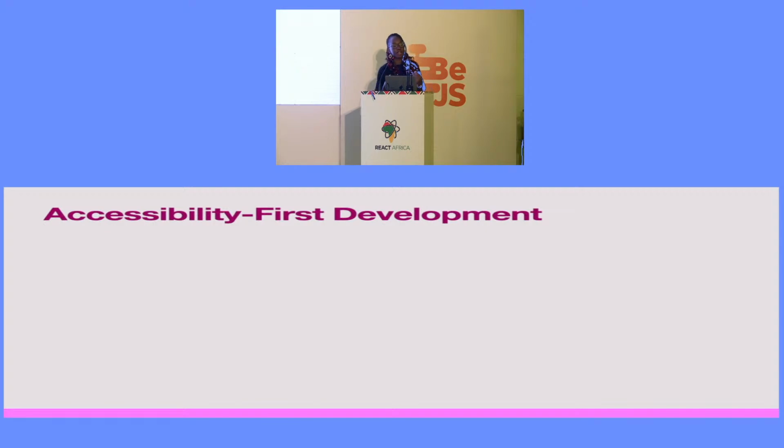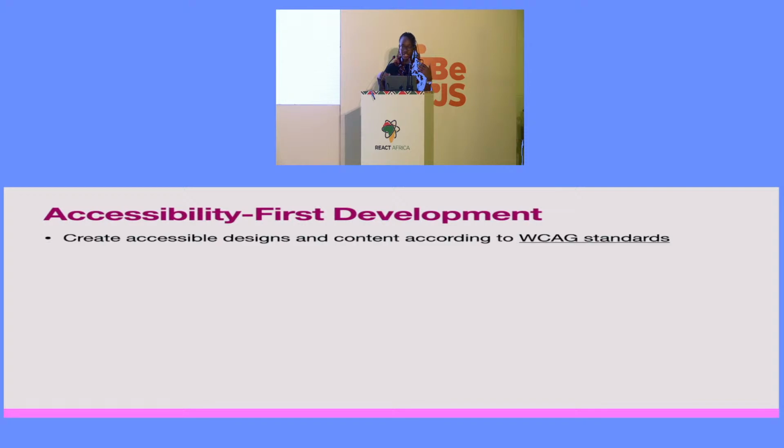Another very important fact when it comes to building accessible components is accessibility first development. What accessibility first development means is you're making sure that accessibility is inbuilt in your website from the ground up. One easy way to do this is to make sure you are following the WCAG standards. WCAG standards are basically the worldwide rule on making sure things are accessible. So it's making sure your content is perceivable, operable, understandable, and robust.